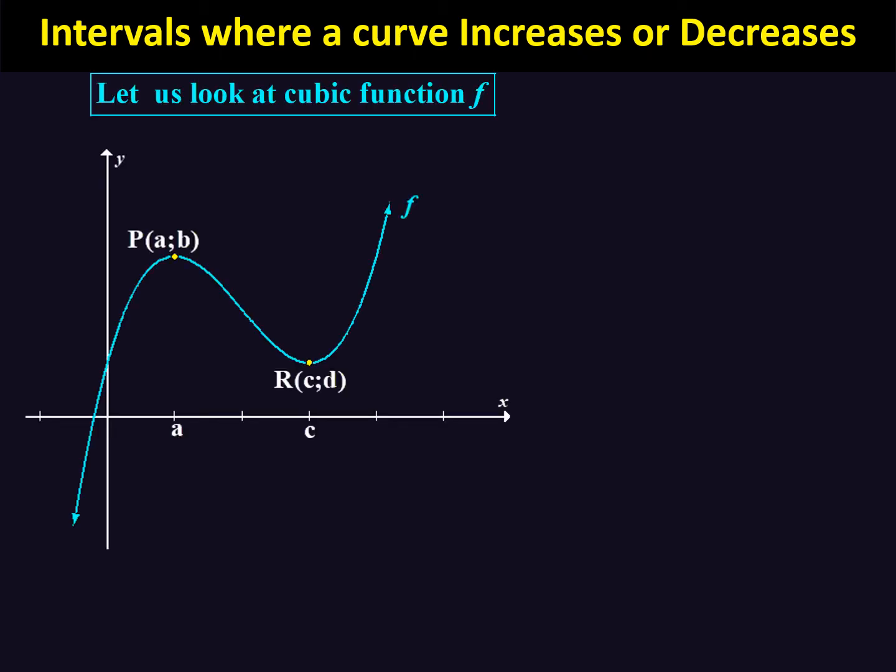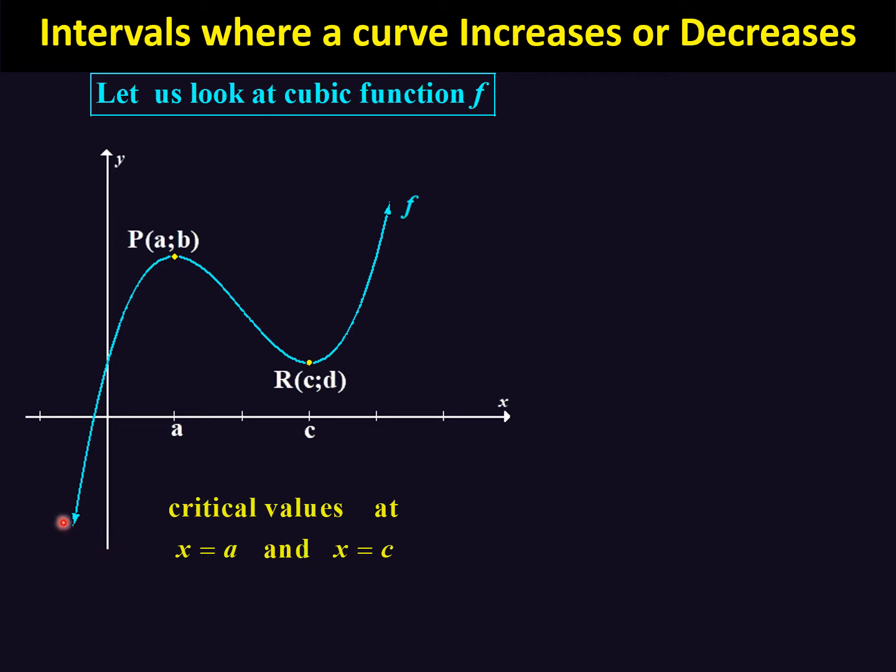Next, we're going to look at the intervals where a curve increases or decreases. Let's look at this curve here. What do we say is this point? That's right, that's a local maximum, and that's a local minimum. Now, for this local maximum and the local minimum, there's a corresponding x value. The corresponding x value for the local maximum is at A, and for the local minimum here it is C. We refer to these two values, A and C, as the critical values.